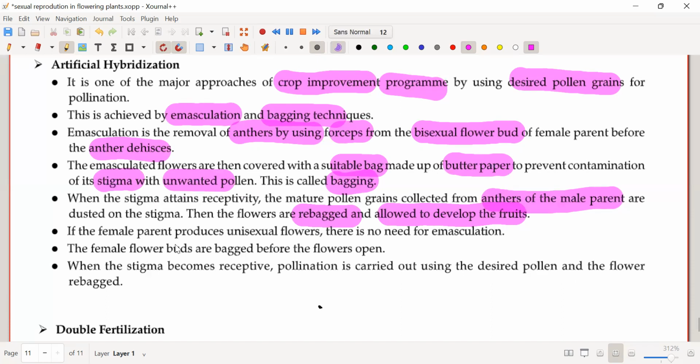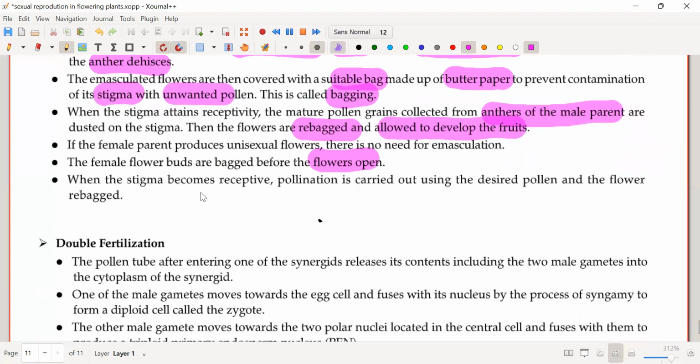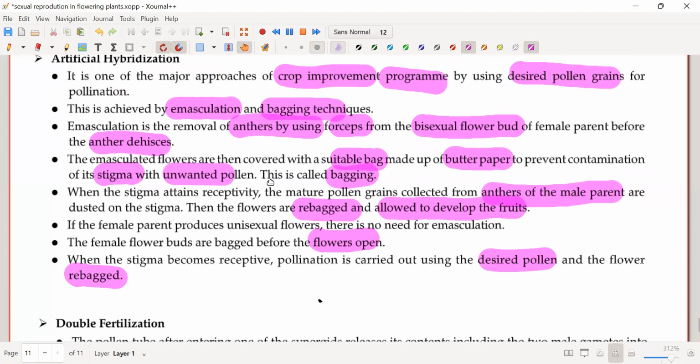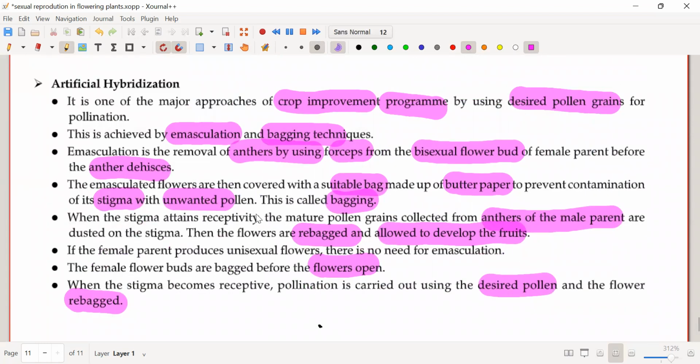If the female parent produces unisexual flowers, there is no need for emasculation. The female flower buds are bagged before the flower opens. When the stigma becomes receptive, pollination is carried out using the desired pollen and the flower is rebagged. Good. This is known as artificial hybridization. This is also important: they ask 3 marks and 5 marks questions about this artificial hybridization.